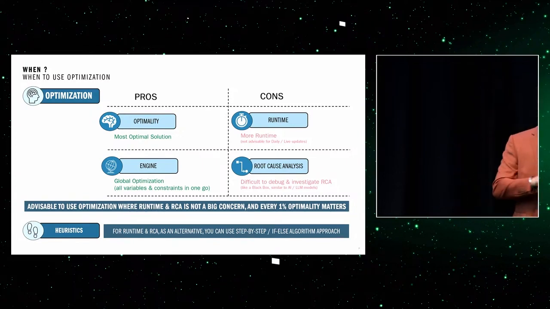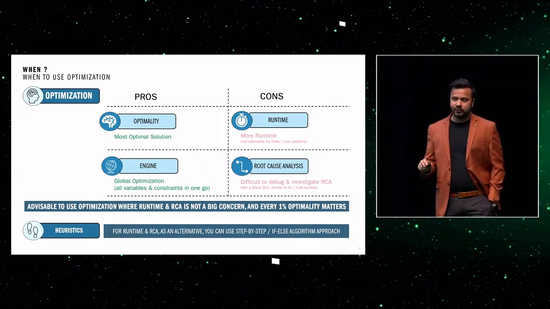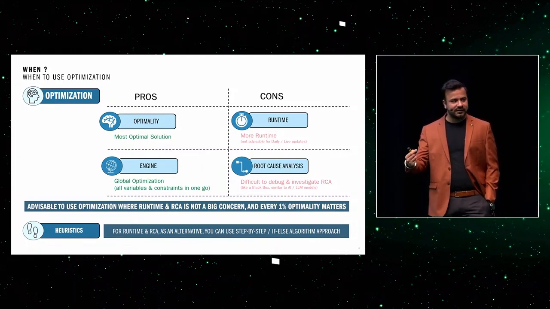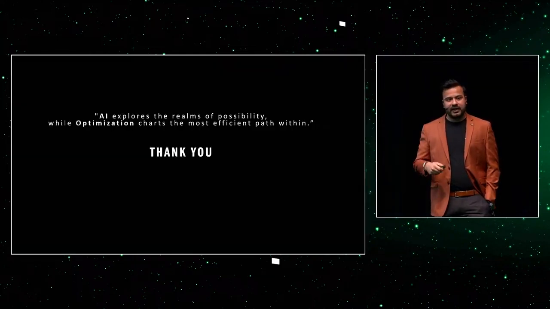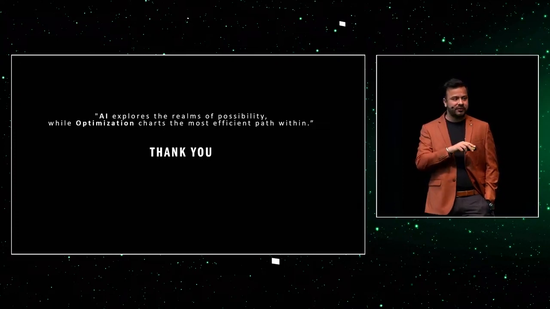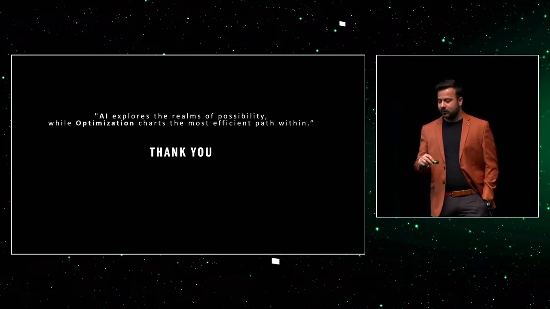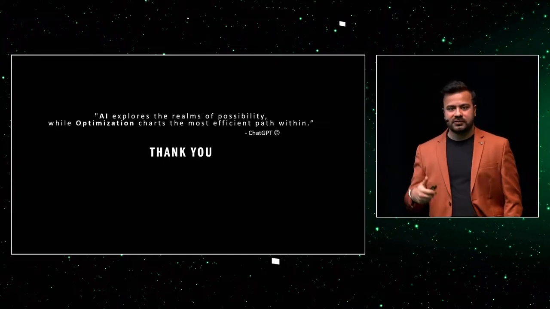Taking a step back, optimization can unlock huge opportunities, huge scope for you. But before going into development mode, we should think about what it is that we are trying to solve and what limitation the business is ready to accommodate. And I would like to conclude by contrasting AI and optimization, saying that AI explores the realms of possibilities, whereas optimization charts the most efficient path within. And this is said by a very famous author, our very own ChatGPT.